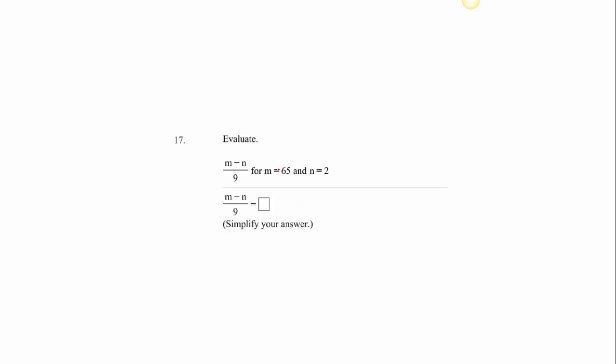Evaluate. We're given M equals 65. We're given N equals 2. So all we have to do is substitute: 65 minus 2 over 9. We start by subtracting. 65 minus 2 is 63. 63 divided by 9 is 7. Final answer.